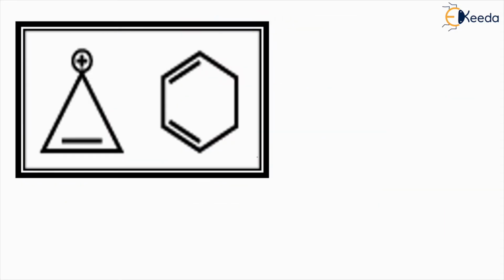Let us see the third and the fourth one over here. So for the third one, this is the triangular one. Is it cyclic in nature? Yes, it is cyclic in nature. Is it conjugated in nature? Let us see. Sigma, pi, sigma, and over here I have a positive bond. So yes, it is conjugated in nature. Is it planar in nature? It will always be planar in nature. Then what will we check for? Huckel's rule. Does it contain the right number of electrons? It's just 1 and 2. So it is not aromatic in nature.